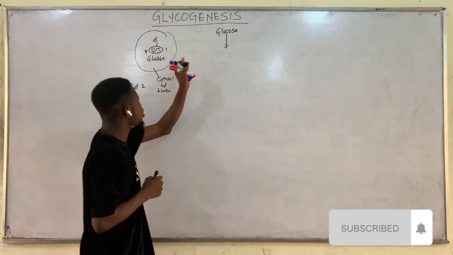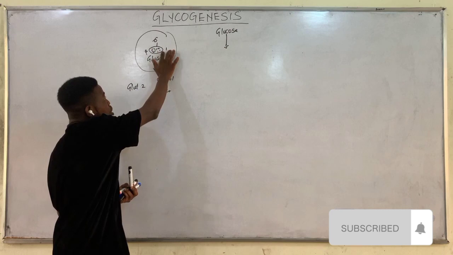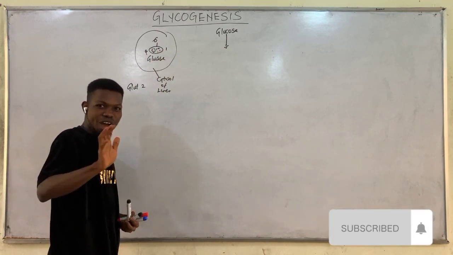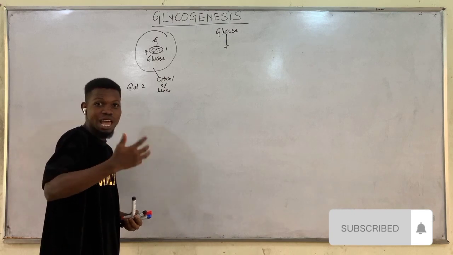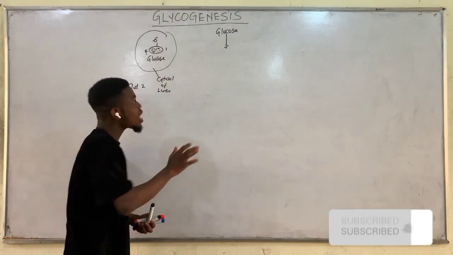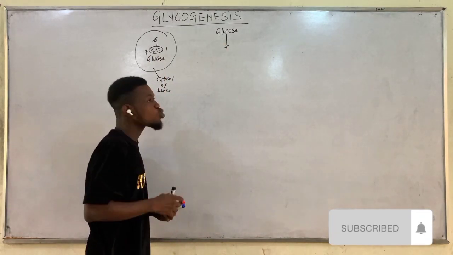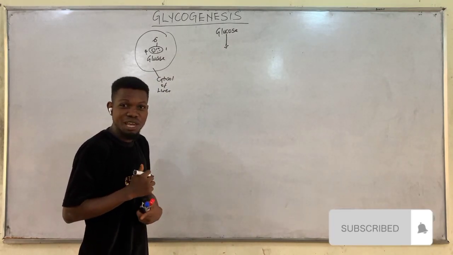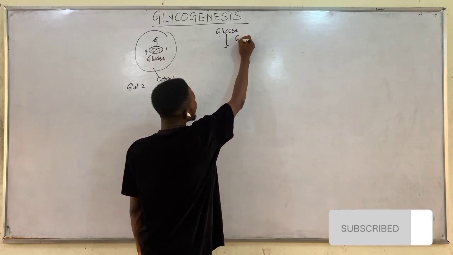Glucokinase. So the glucokinase will act on this glucose. No, I do not draw the structure of this glucose, because I'm going to use it later on in the process of glycogenesis. I don't want to use it for now, but as time goes on, I'm going to use this structure. But for now, let me use the name, which is glucose. Now this glucose is acted upon by a particular enzyme. And what's the name of the enzyme? Glucokinase.